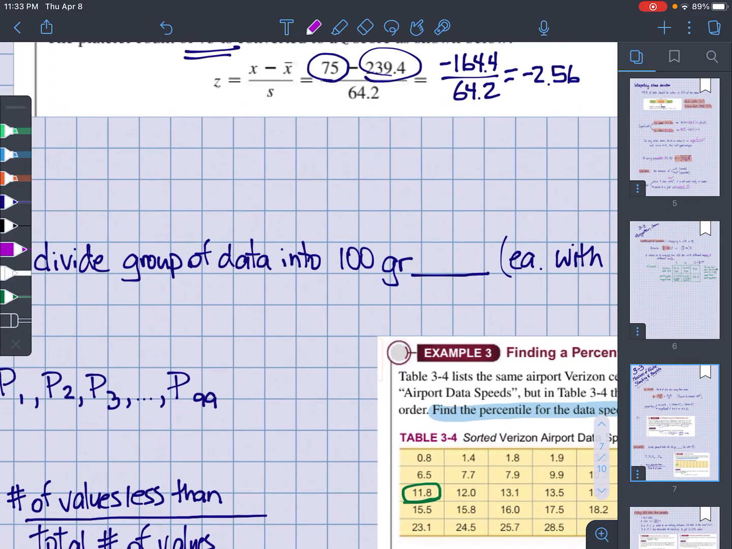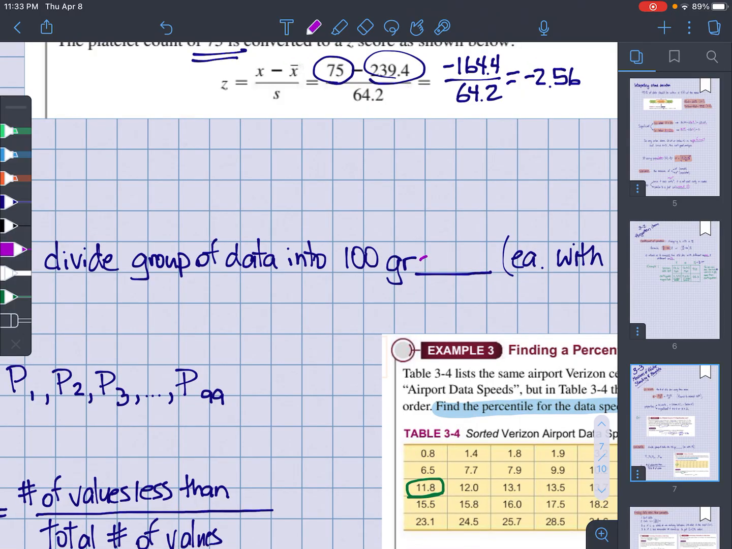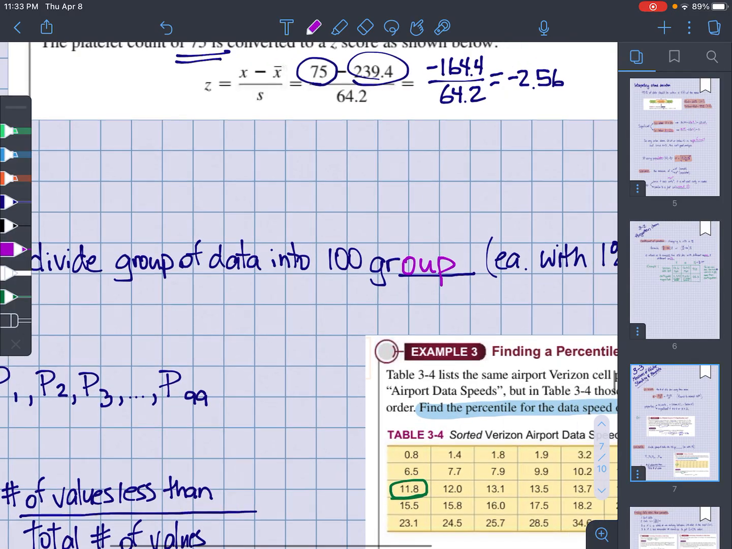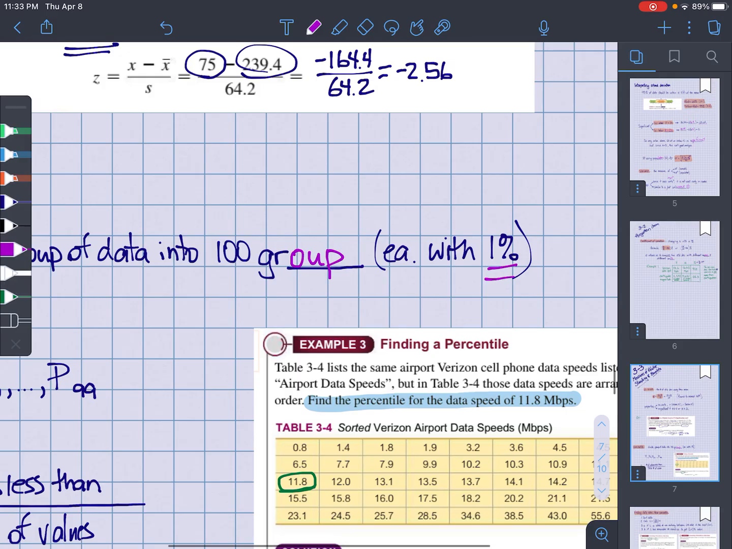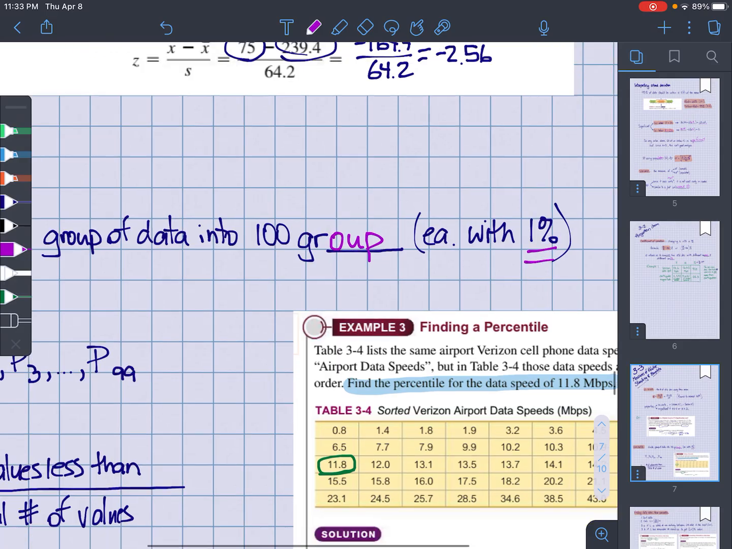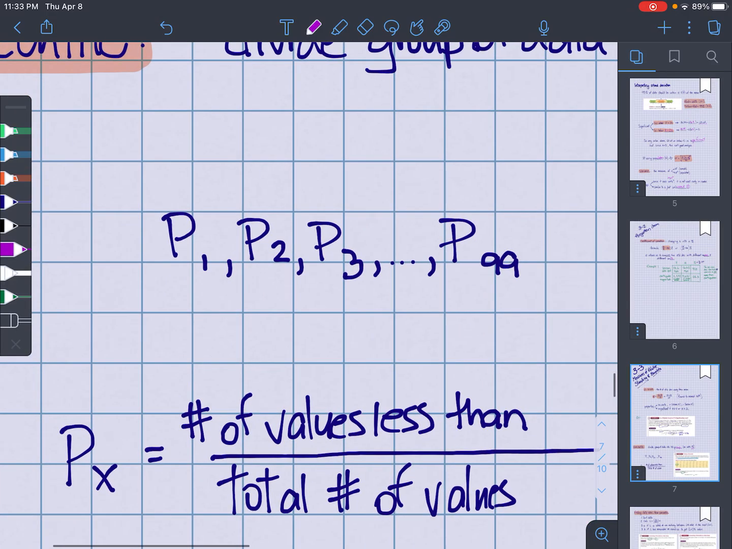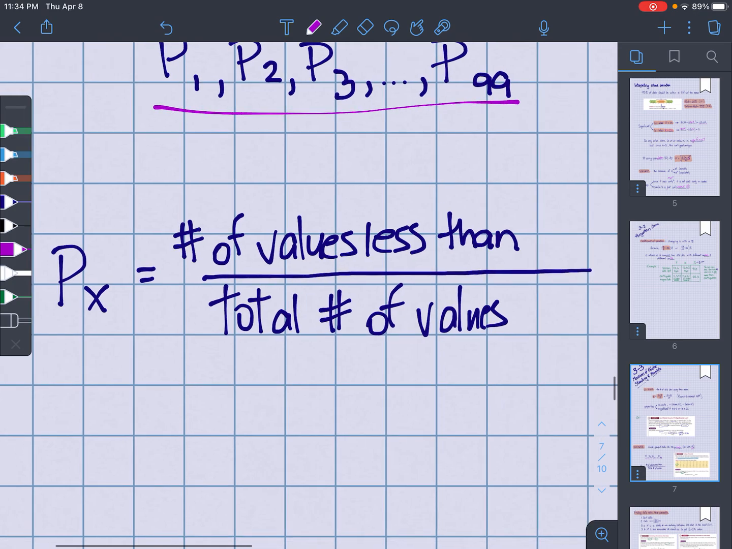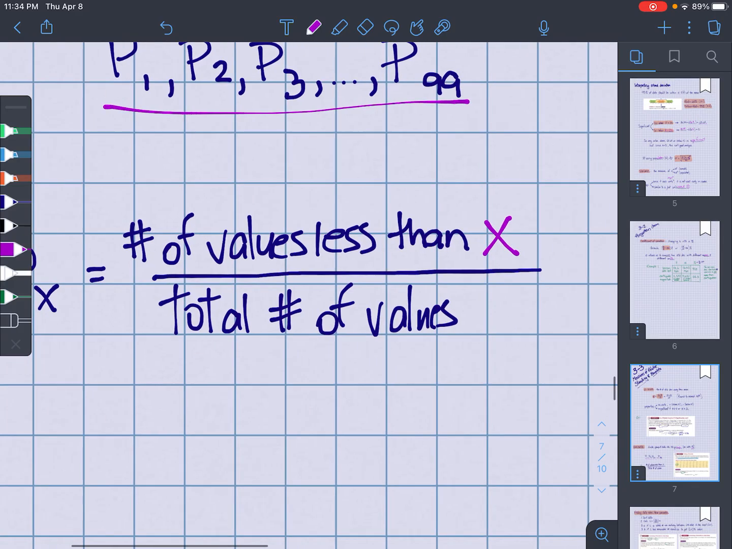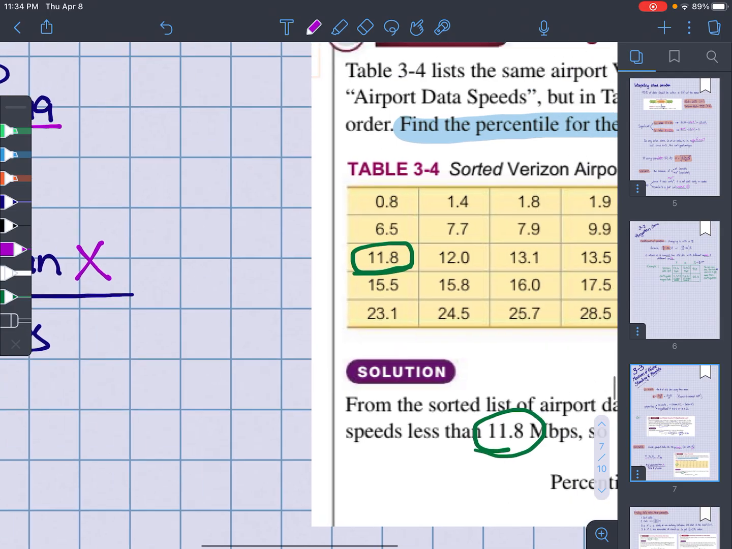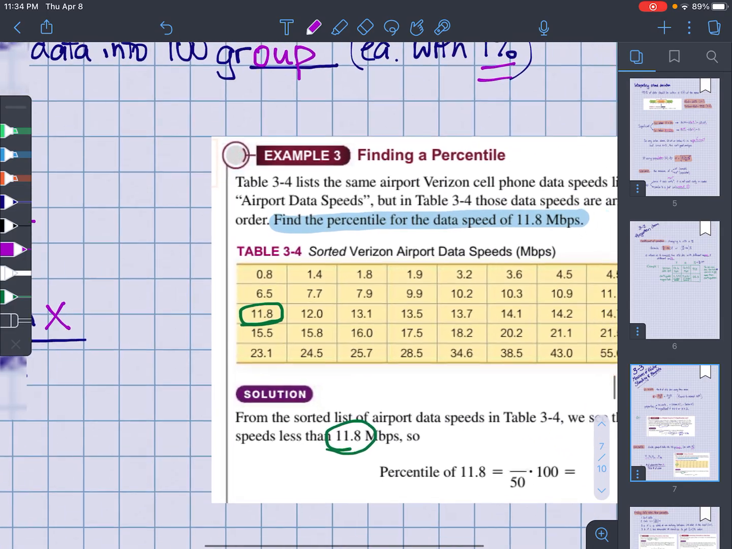Next, percentiles. We divide the group into 100 groups. Each group is going to be 1%. So it's kind of what it looks like, each of the groups of the data. And so any p sub x is the number of values less than x compared to the total number of values. So here's an example of that.